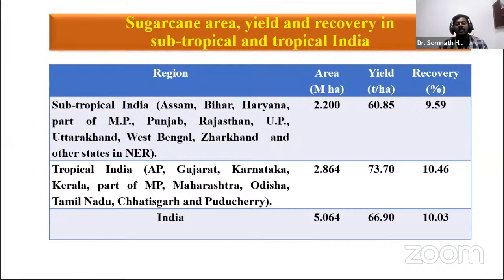You can see that sugarcane is cultivated in different regions of India, that is the subtropical region and the tropical region. The subtropical states are Assam, Bihar, Haryana, parts of Madhya Pradesh, Punjab, Rajasthan, Uttar Pradesh, Uttarakhand, West Bengal, Jharkhand, and other nearby states. Whereas the tropical states include Andhra Pradesh, Gujarat, Karnataka, Kerala, part of Madhya Pradesh, Maharashtra, Odisha, Tamil Nadu, Chhattisgarh, and Pondicherry. The area under subtropical condition is 2.2 million hectare, whereas under tropical condition it is 2.8 million hectare. And recovery is almost near about 10% in both the regions.